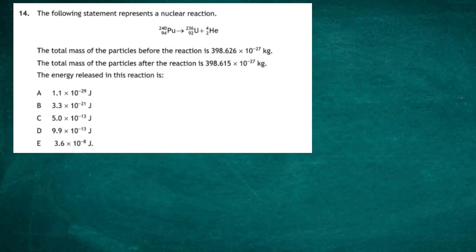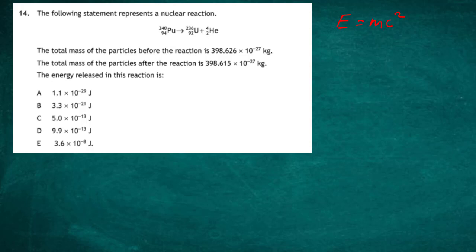Now the total mass before the reaction is 398.626 times 10 to the minus 27 kilograms, and the total mass of the particles after the reaction is 398.615 times 10 to the minus 27 kilograms. And you can see we have lost mass. This mass has been lost, but it really hasn't been lost. It's been changed into energy according to the energy formula, E equals mc squared. It is up there, E equals mc squared. So all we have to do is find this mass defect.